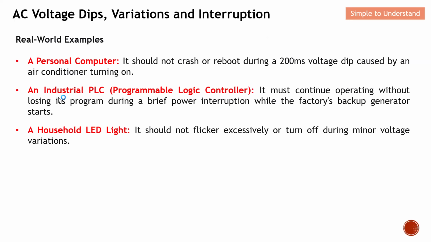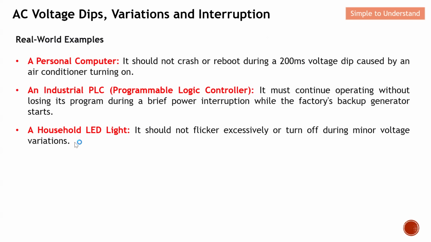Next, an industrial PLC must continue to operate without losing its program during a brief power interruption while the factory backup generator starts. From time to time we may have some power interruption, but we need to ensure that when it happens, the PLC will not lose the program. It must wait a very short time while the factory backup generator takes over. We need to understand this as a real world example.